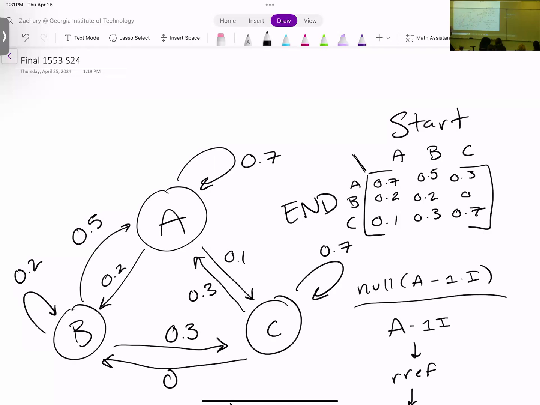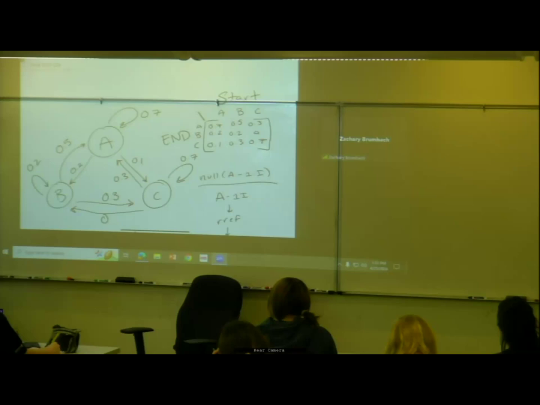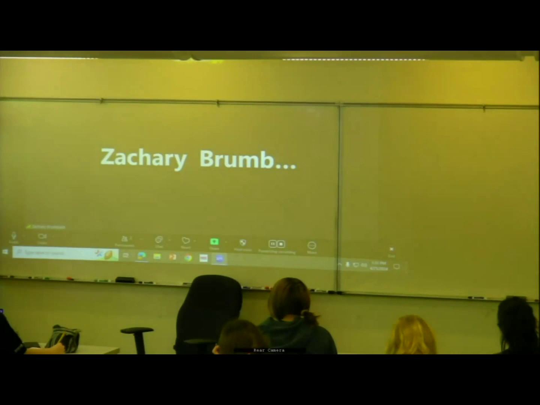Nothing will change. It's the idea of what a steady state is. We're at a place where doing another step does nothing. That's the one eigenspace.